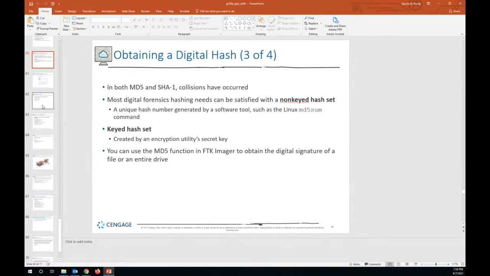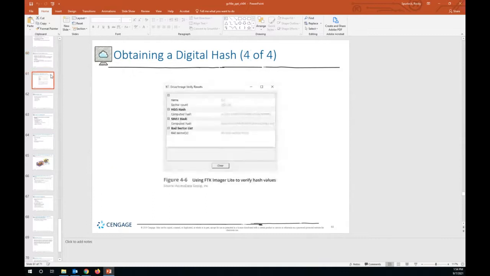A keyed hash set is a value that's created by an encryption utility's secret key. And you can use the MD5 function in FTK Imager to obtain a digital signature of a file or entire drive. So the non-keyed hash is a unique hash number generated by a software tool and used to identify the files. We see an example here using FTK Imager Lite to verify the hash values. We see the computed hash for an MD5 and SHA-1.